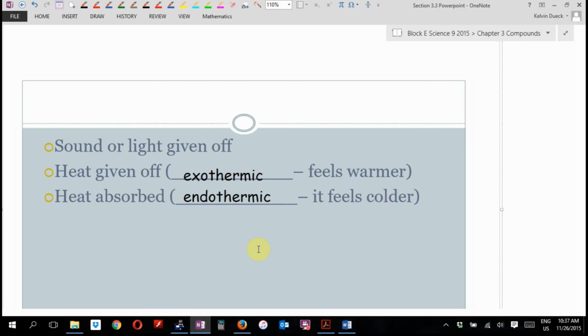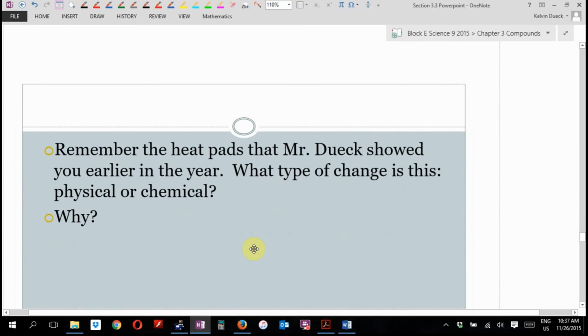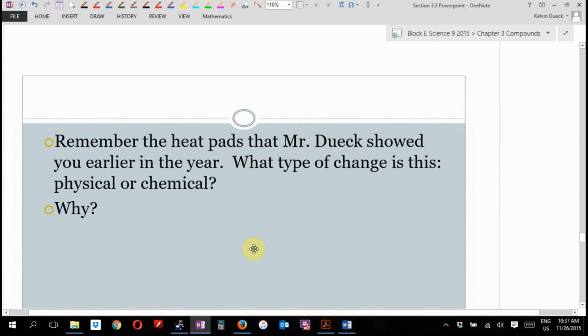Okay. And so there are many chemical reactions that give off or absorb heat. Remember the heat pads that I showed you earlier this year, where you snap the little thingy and all of a sudden? Now, were those exothermic or endothermic? Okay. Those ones, though, and this is why I said, unfortunately, the rules have some gray. That's not a chemical reaction. That's a physical change, because they went from being a liquid to a solid.